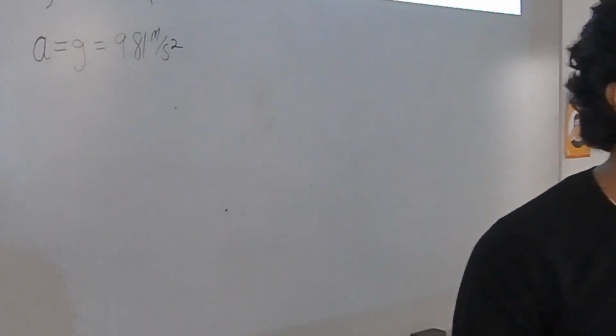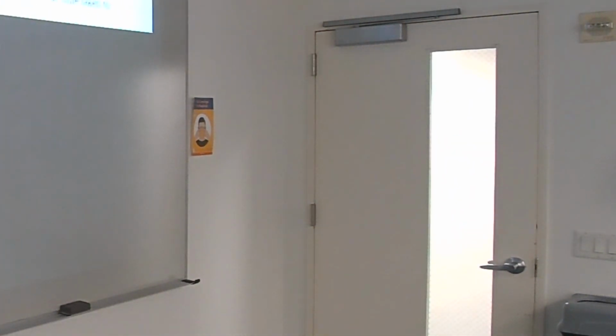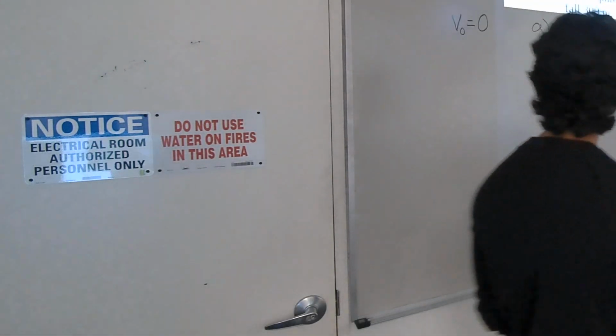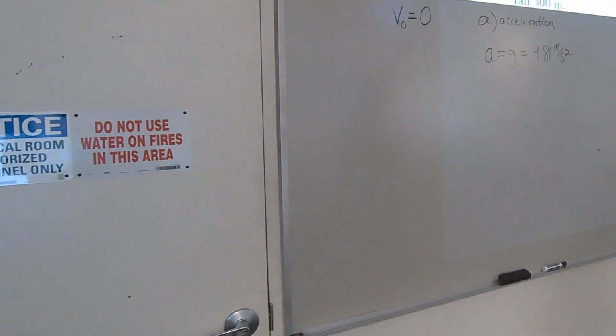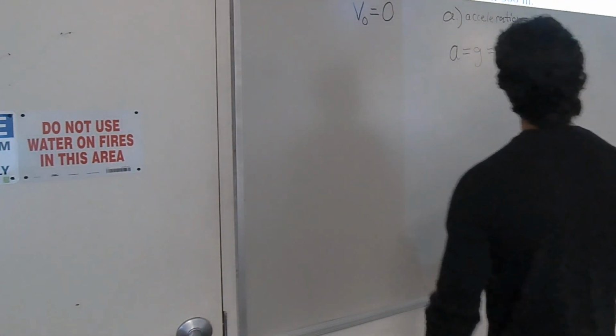We probably should write a diagram of a body that just falls. Okay, so the acceleration due to gravity is 9.81 meters per second squared. The second thing they want us to find is the distance.